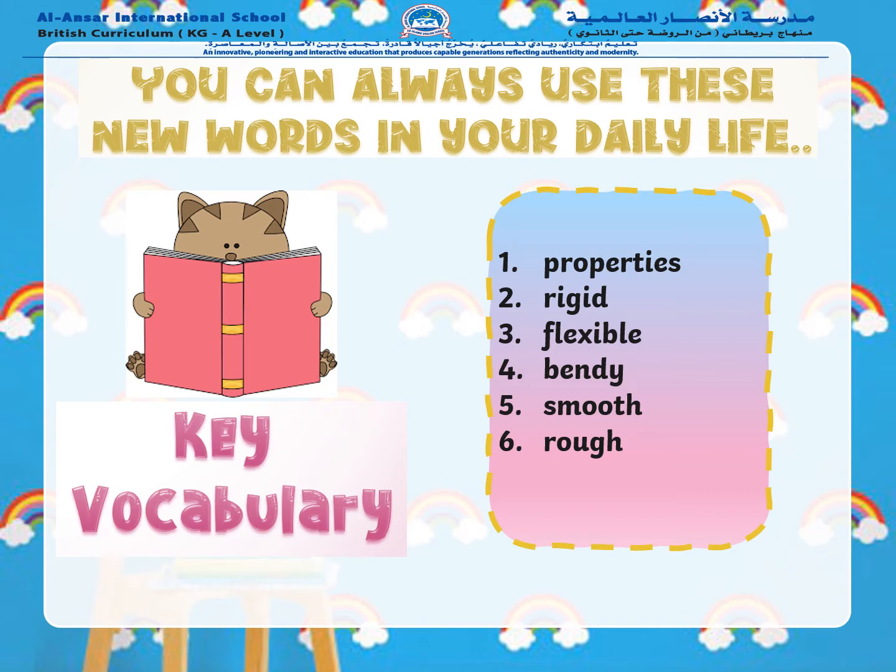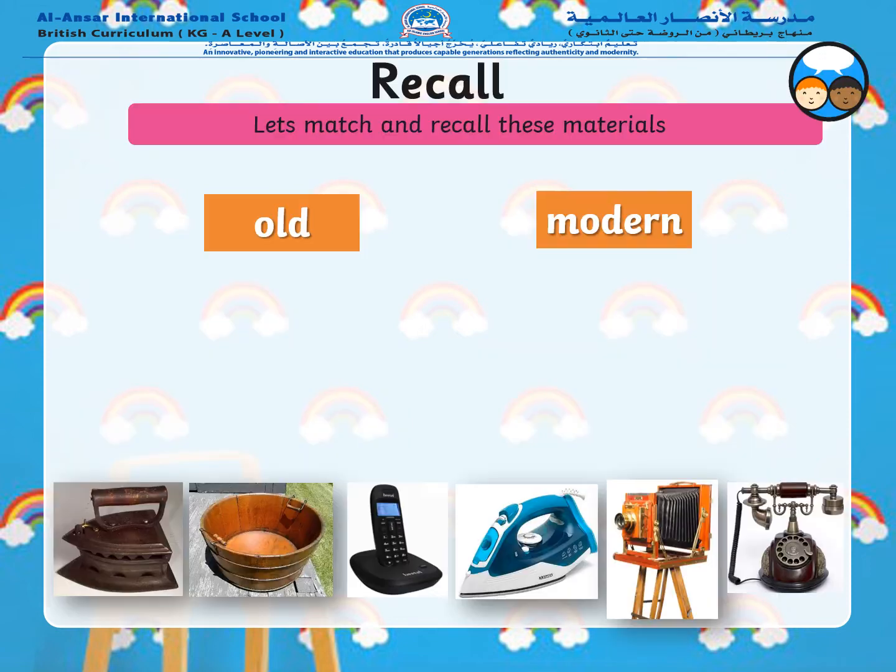Let's have a look at your keywords. On number 1, we have properties. Number 2, rigid. Number 3, flexible. Number 4, bendy. Number 5, smooth. Number 6, rough.